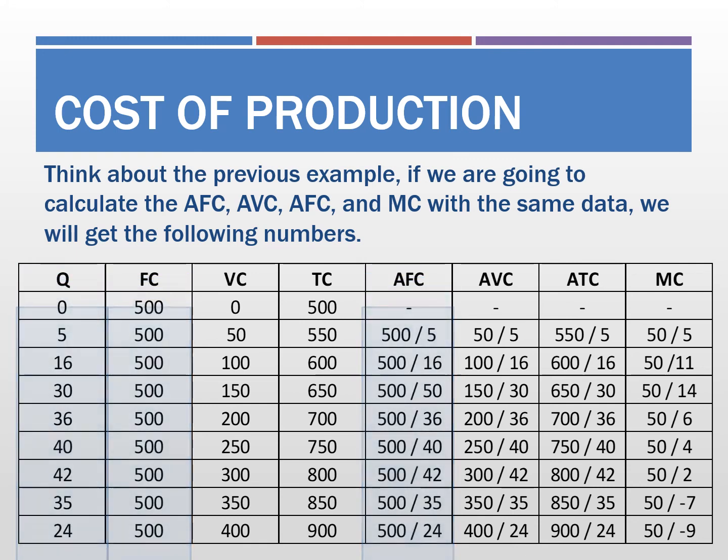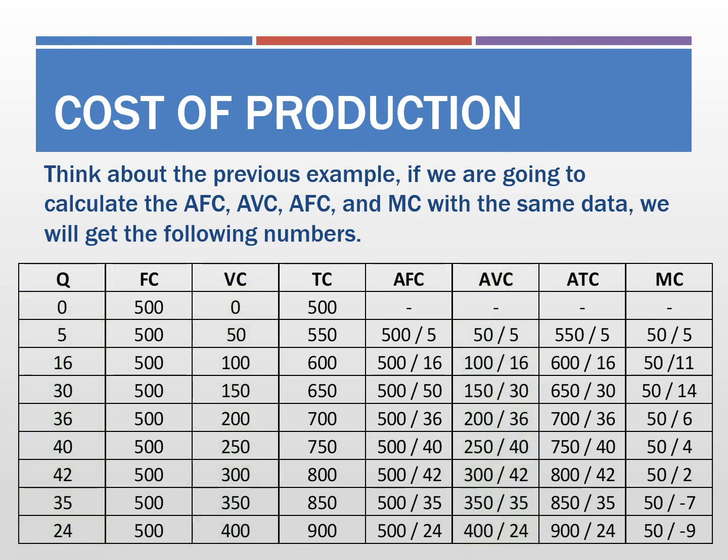On the other hand, if we want to calculate the average variable cost, you have to use the total variable cost column divided by the quantity of output column. Same idea: 0 divided by 0, anything divided by 0 is not a number, so we do not have that number on the first row. Starting with the second one, we have 50 divided by 5, then the next one, 100 divided by 16, and 150 divided by 30.